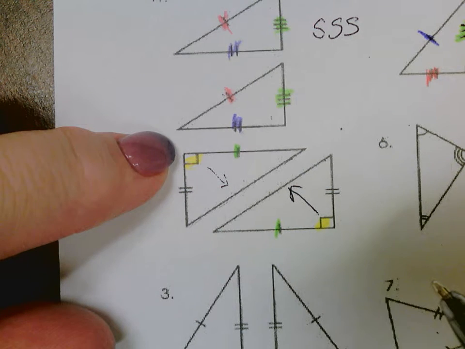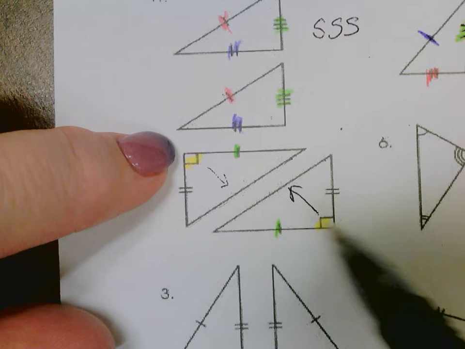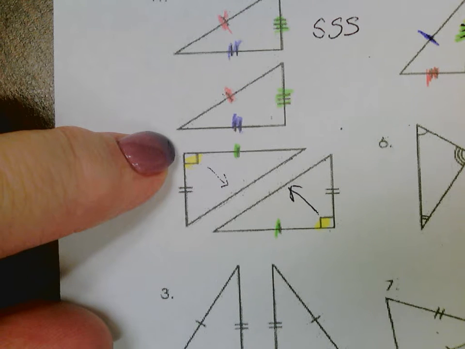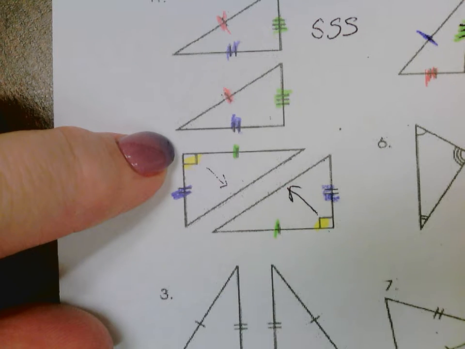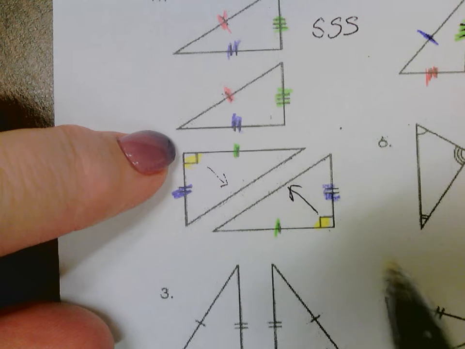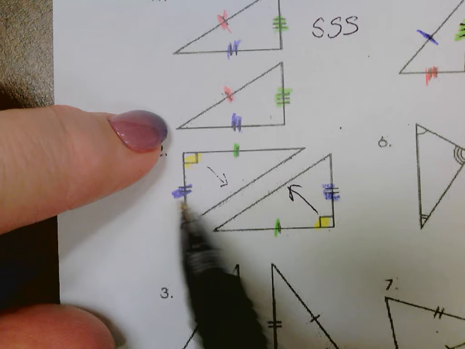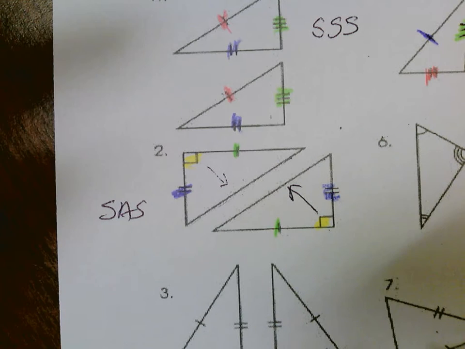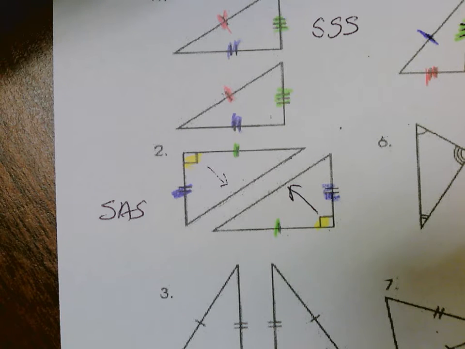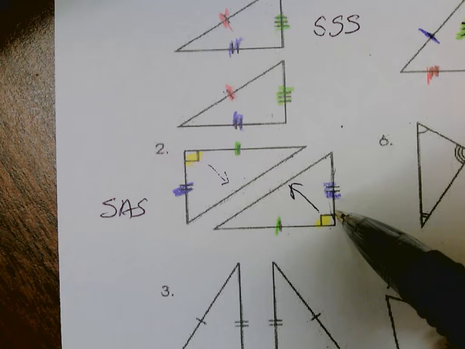So let's see if we can prove it some other way. The 90 degrees do match, and then this side corresponds with this side. And then we have our taco, side, angle, side, side, angle, side. Okay, for those of you who don't know about the taco analogy, this is one side of the taco. Here's the taco meat, and here's the other side of the taco.